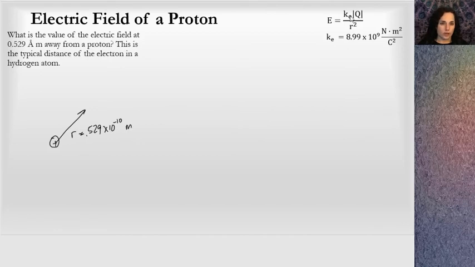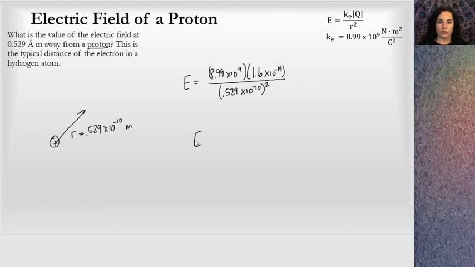So I can just use the equation. The electric field due to a proton is going to be KE, so that's 8.99 times 10 to the 9th, that's KE. Q is the charge of the proton. The charge of the proton we know is the elementary charge, 1.6 times 10 to the negative 19th coulombs. And I would divide that by the radius squared. So we're going to take 0.529 times 10 to the negative 10th and square it.